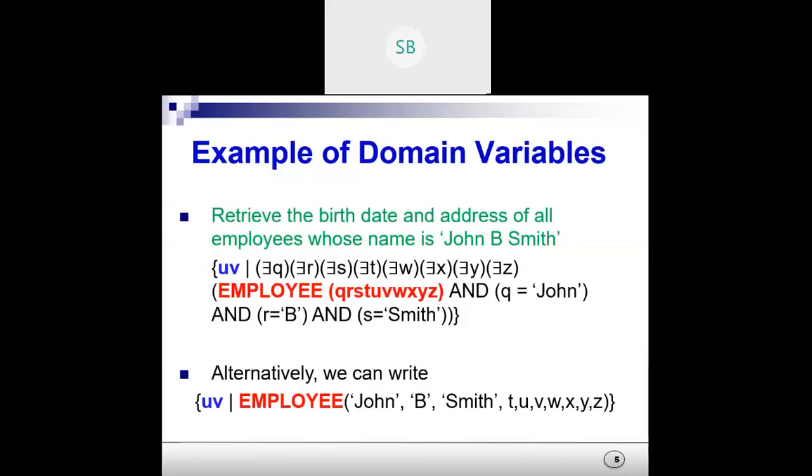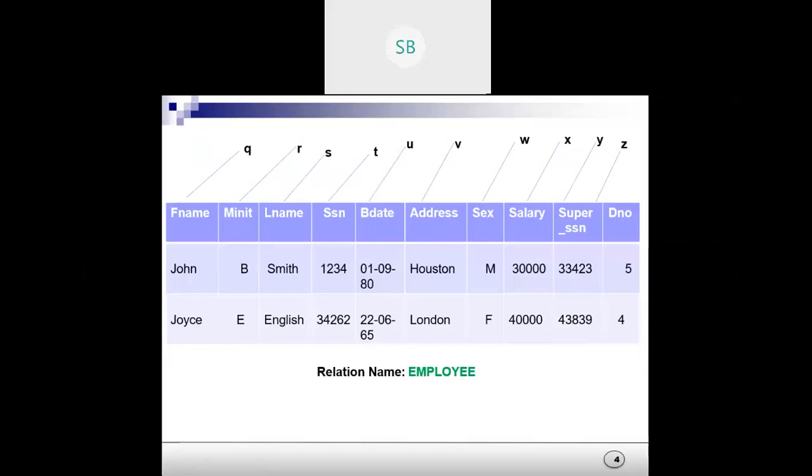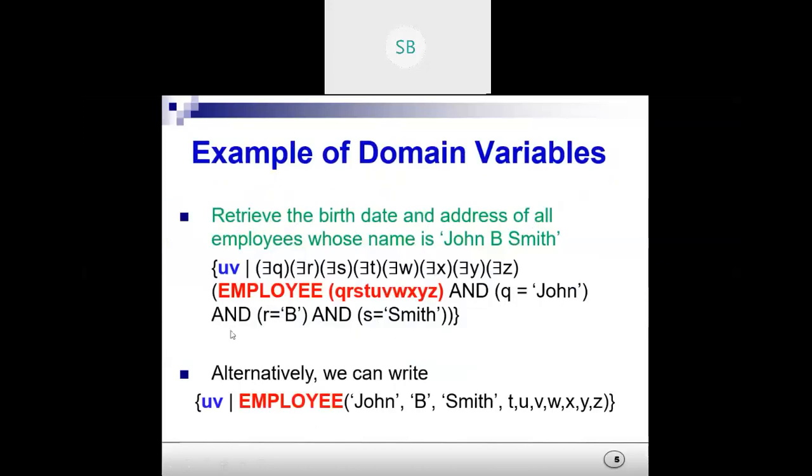So here is the question: retrieve the birth date and address of employees whose name is John B. Smith. We first check what we need to find out. We need to find out the birth date and address. By which variables can you refer to them? If you check the birth date and address, it's U and V. That is why, if we want to retrieve birth date and address, we are using the variables U and V.